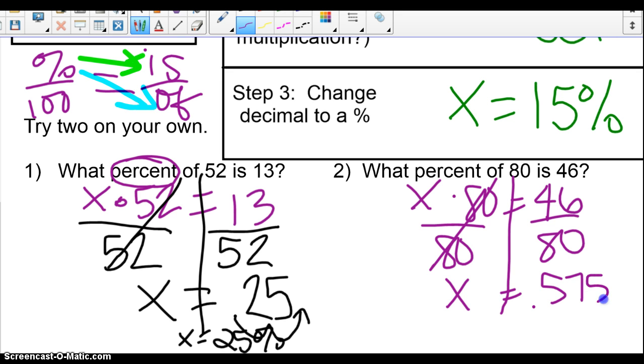Am I done yet? No. To make this into a percent, my step 3, change your decimal to a percent. You always move it over 2 times because percent is always out of 100. So x equals 57.5%. All right, so your job is to go through and teach this to your neighbors so that they understand it. Good job.